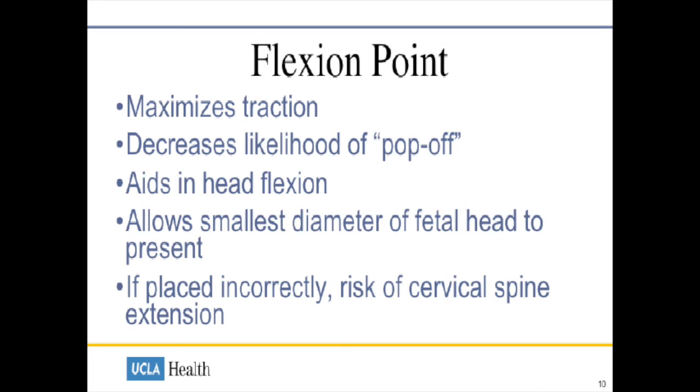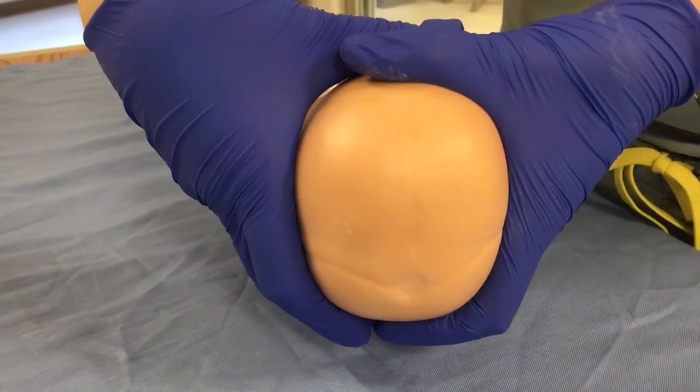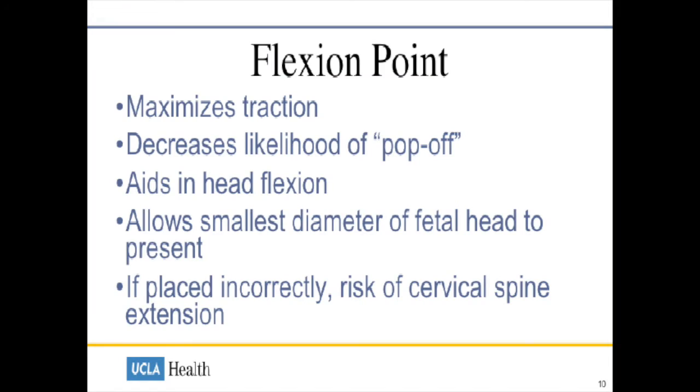Ensuring that the vacuum is placed on the flexion point allows you to maximize traction, decrease the likelihood of the vacuum popping off, and aid in the flexion of the head to allow the smallest diameter of the fetal head to present first. If placed incorrectly, you risk cervical spine extension, and if the baby is slightly asynclitic, placing the vacuum asymmetric to the sagittal suture can actually worsen the asynclitism.